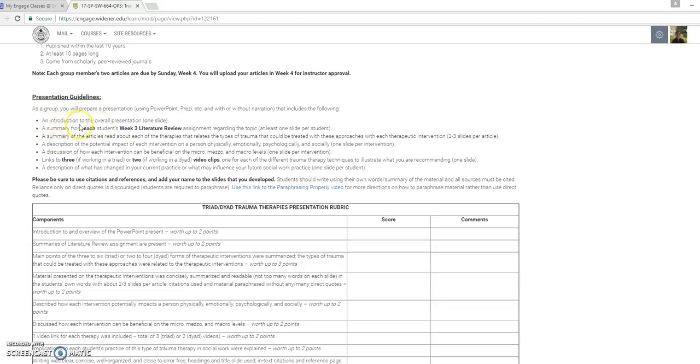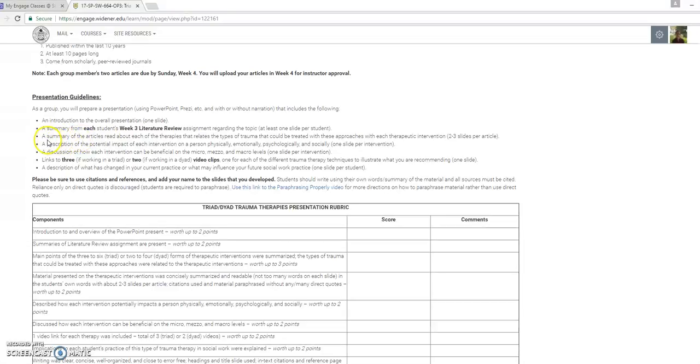The first slide is going to be an introduction to the overall presentation. Basically, what's your type of trauma? What are you trying to tackle? What interventions are you using? The next 2 or 3 slides are going to be from each student's week 3 lit review assignment. So if your overall trauma is domestic violence, and one of you has chosen to work with children impacted by the trauma, one with women, and one with men, then each one of you will present at least 1 slide of your literature review.